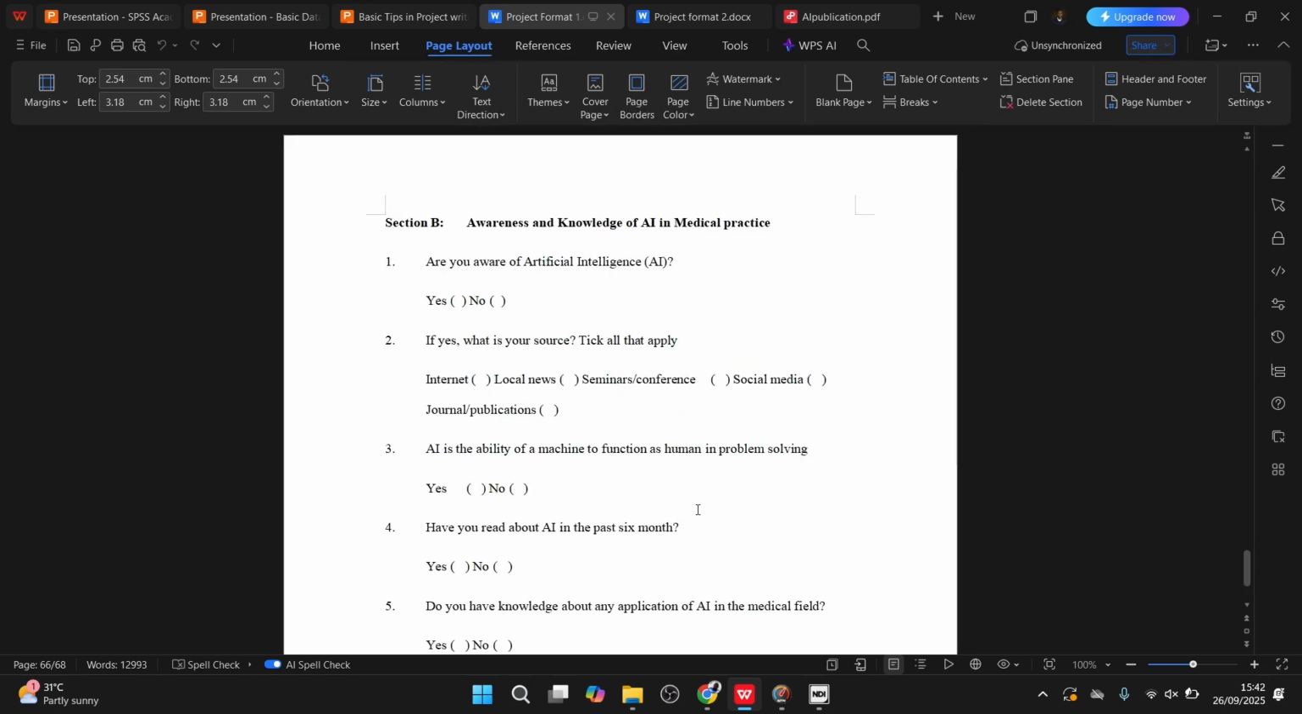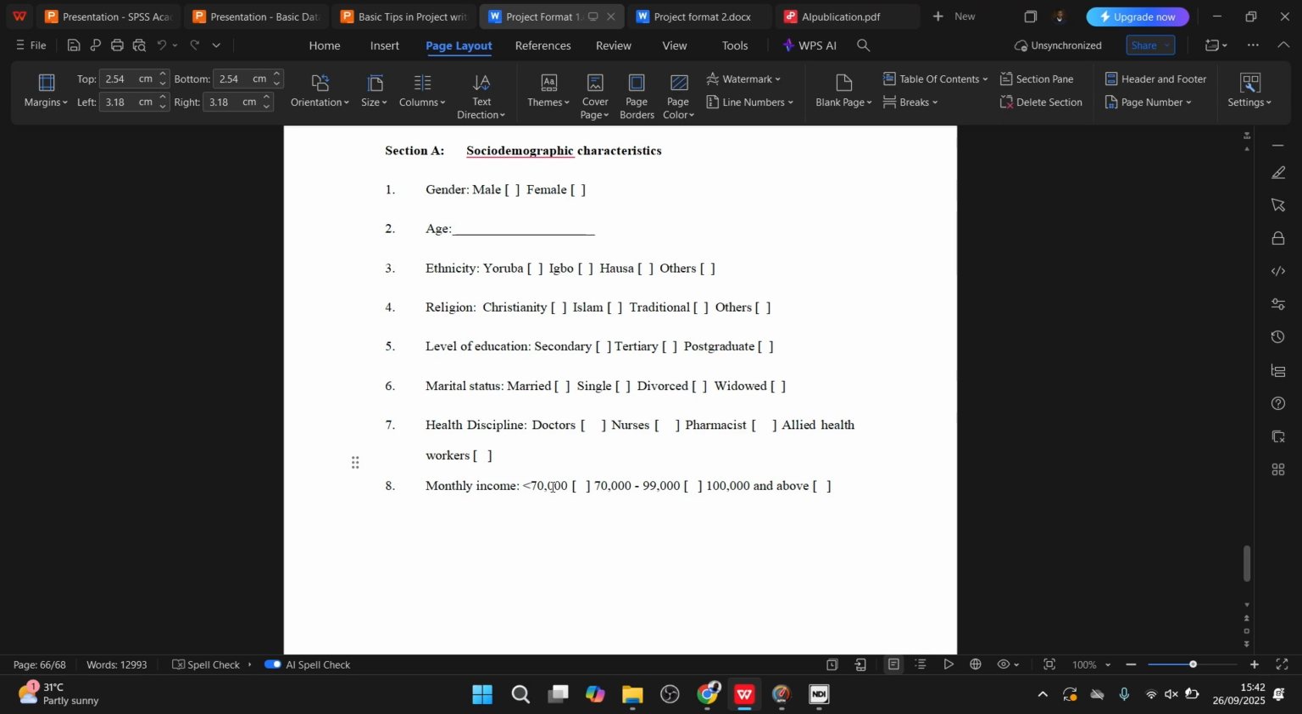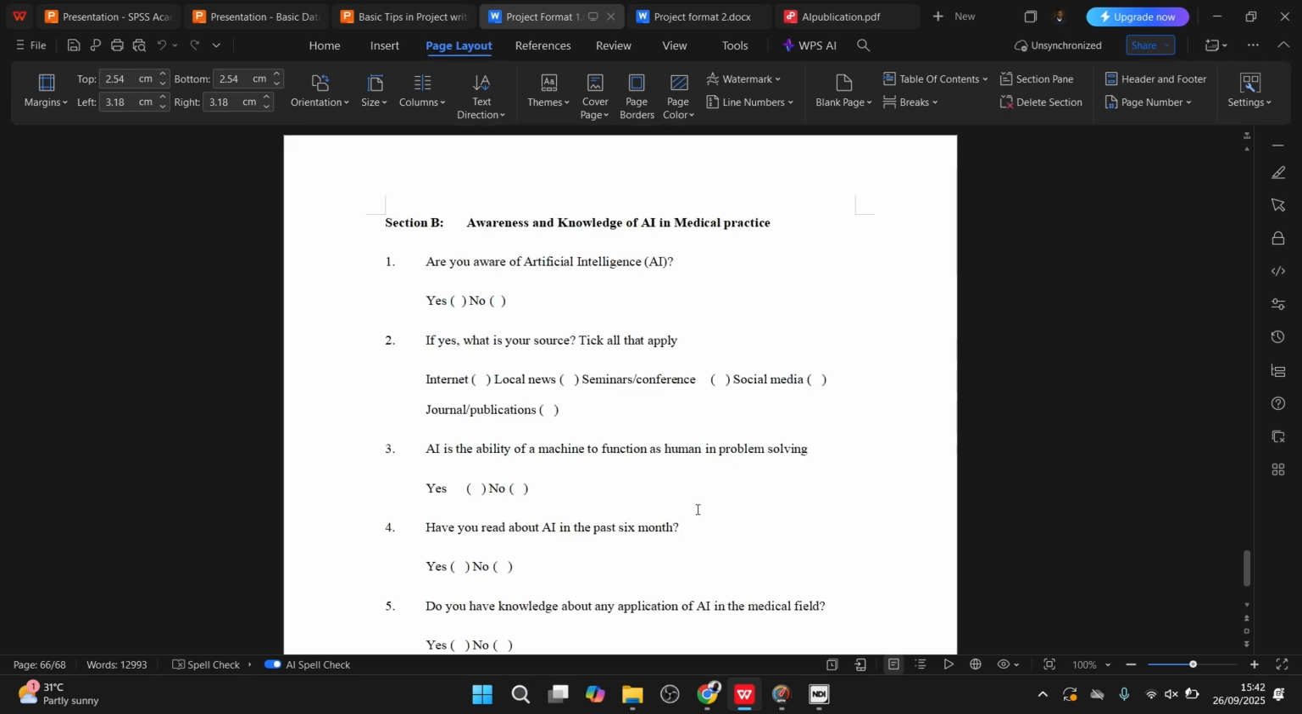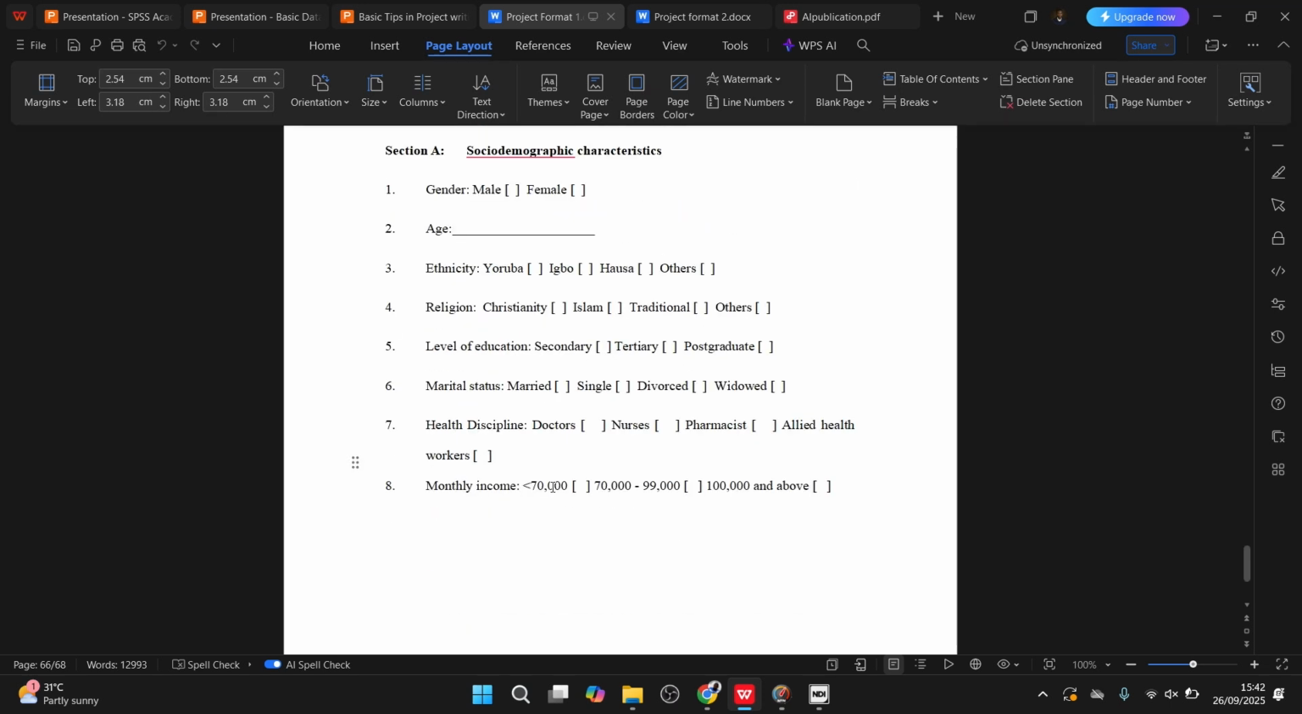Now level of education is a typical example of ordinal qualitative data because you can say that secondary is lower than tertiary, and tertiary is lower than postgraduate. So that follows an order. Here again, you cannot say a married person is higher than a single or a divorced person. So this brings us back to nominal. Some persons might want to argue on this, but logically it is nominal as well.